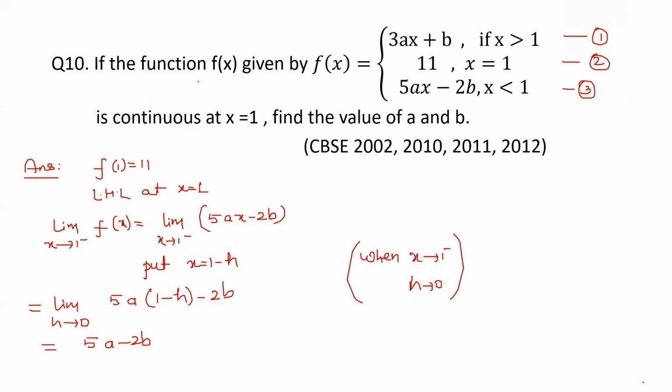If the function f(x) given by is continuous, in this question, it is given that the function is continuous. We have to find the value of a and b. So f(1), if you will find, we will get 11, which is already given here. Now we will calculate the LHL. You know how to calculate the LHL. Similarly, we have to calculate the RHL.